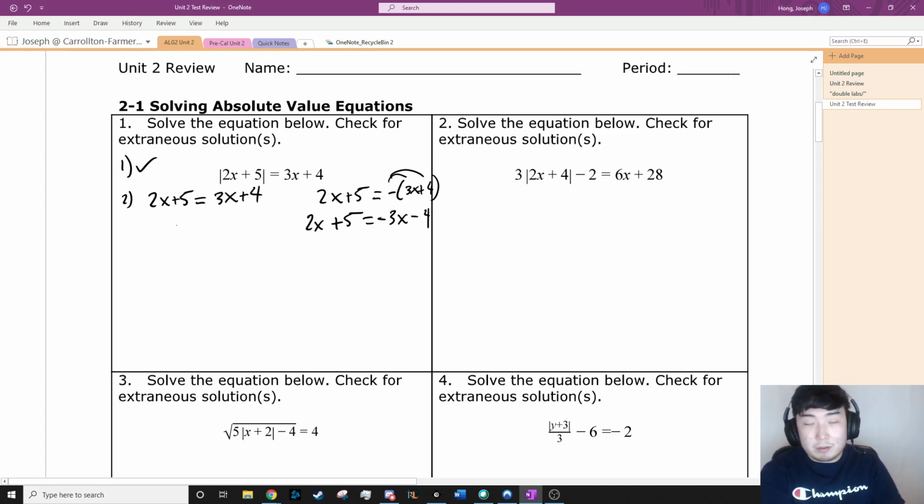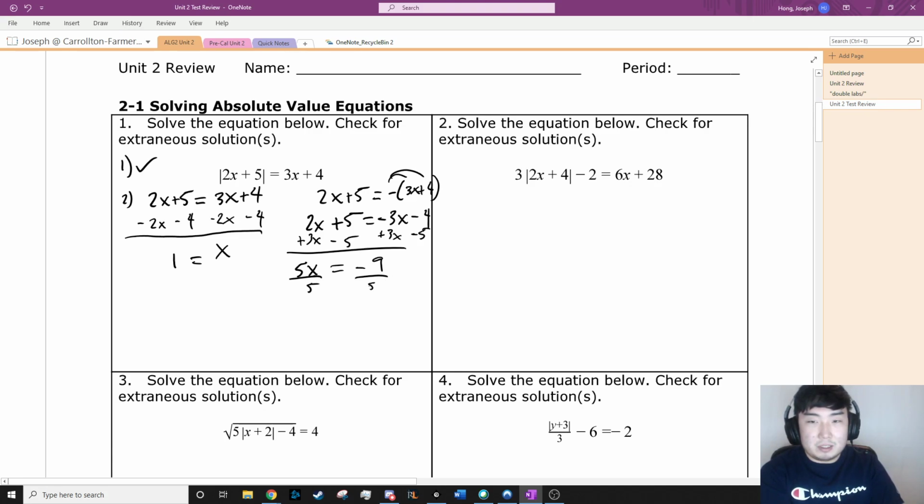Now we just solve it like a regular Algebra 1 question, where I can subtract 2x on both sides. That's going to be x, and subtract 4 on both sides. X is equal to 1. Nice. And for this one, I'm going to add 3x on both sides. That's 5x. And I'm going to subtract 5 on both sides, which is equal to negative 9. So, divide by 5 on both sides. X is equal to negative 9 over 5.